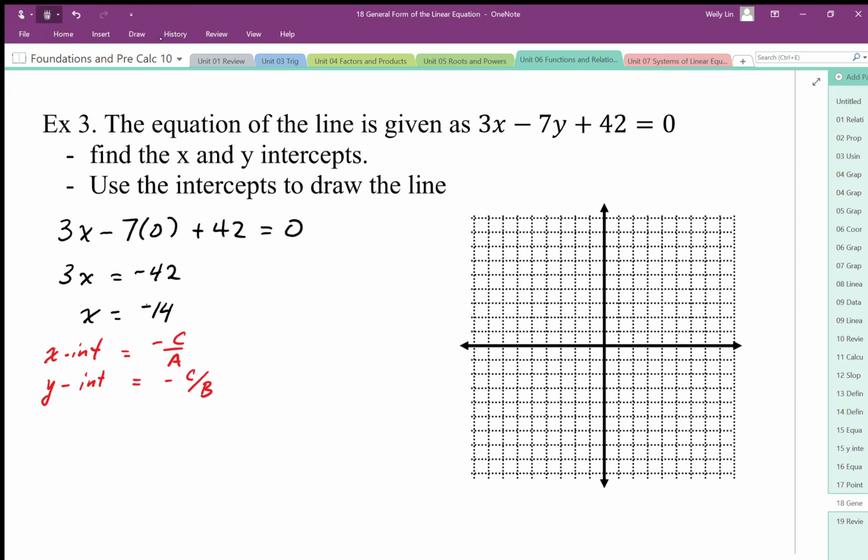So finding the x-intercept, I'm going to graph this. I'm going to scale this axis: 2, 4, 6, 8, 10, 12, 14. Okay, so we'll say that's negative 14 right there.